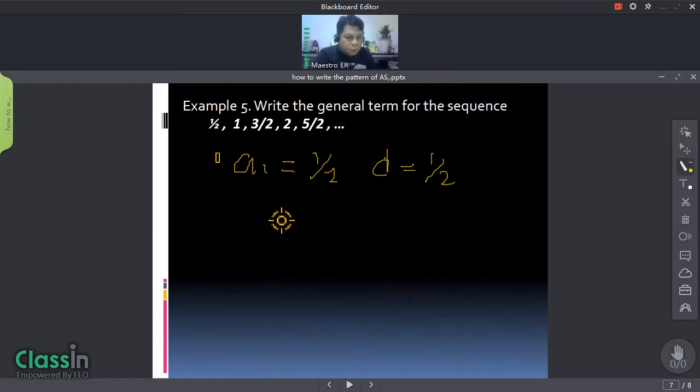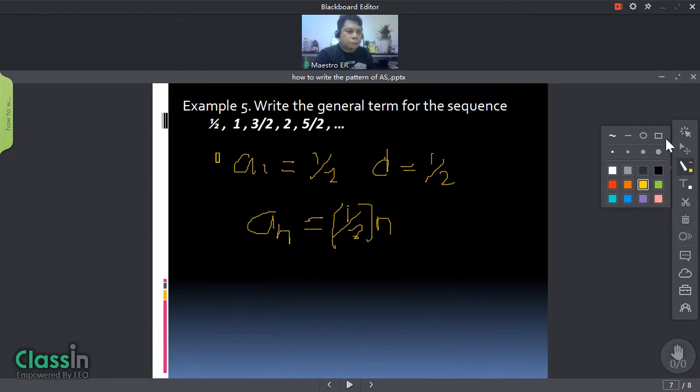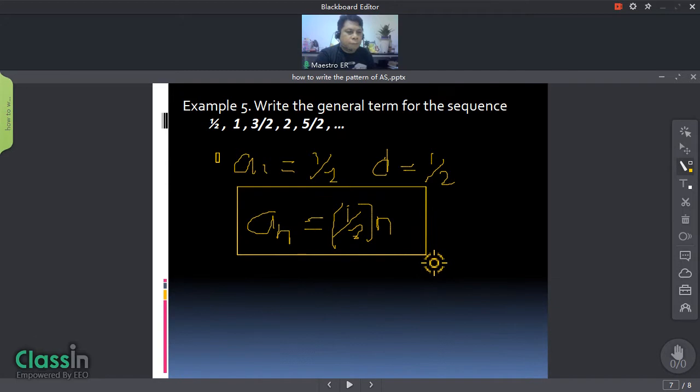Okay, so what is now your pattern? So a sub n equals now to the common difference 1 half times n. So what do we add? If n is 1, there is nothing to add. So this will be now your pattern: a sub n equals 1 half n.